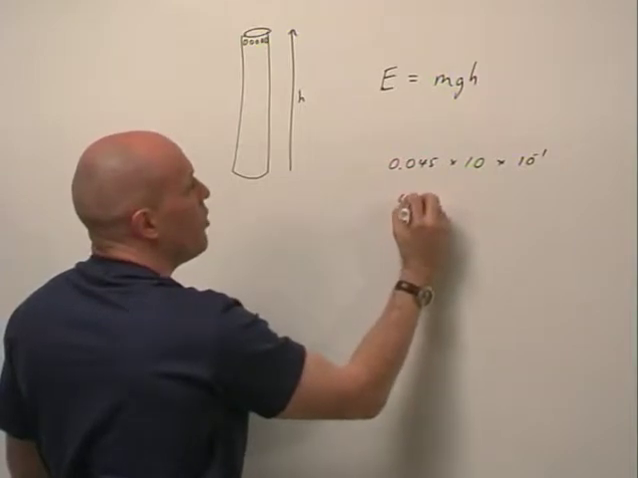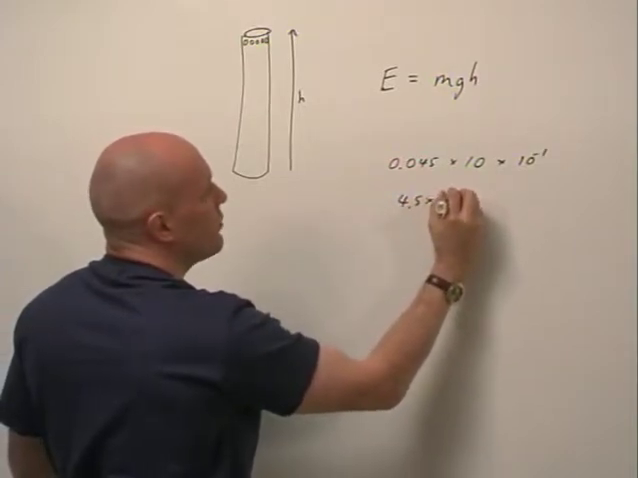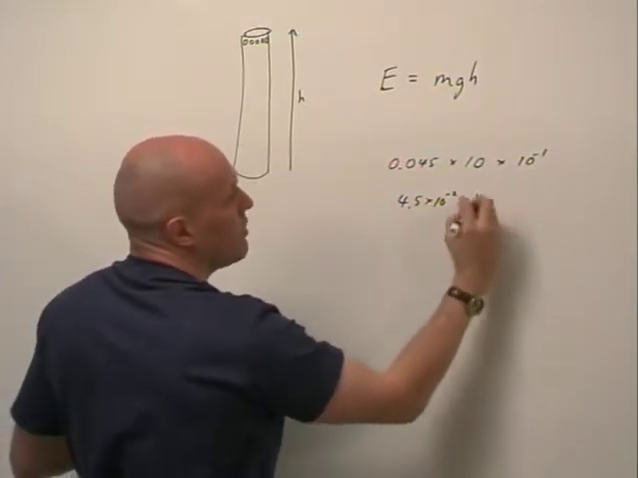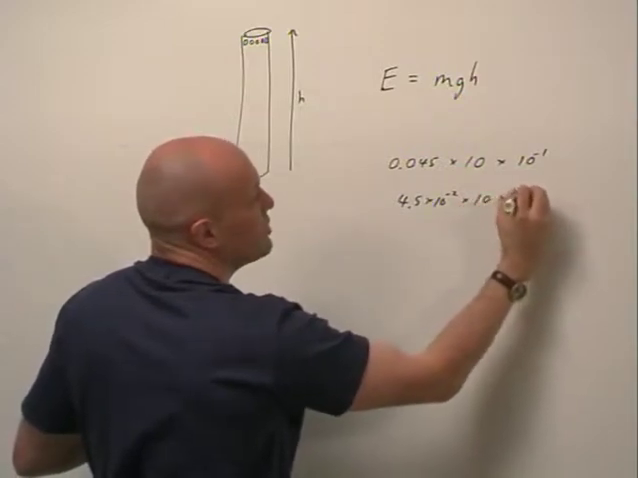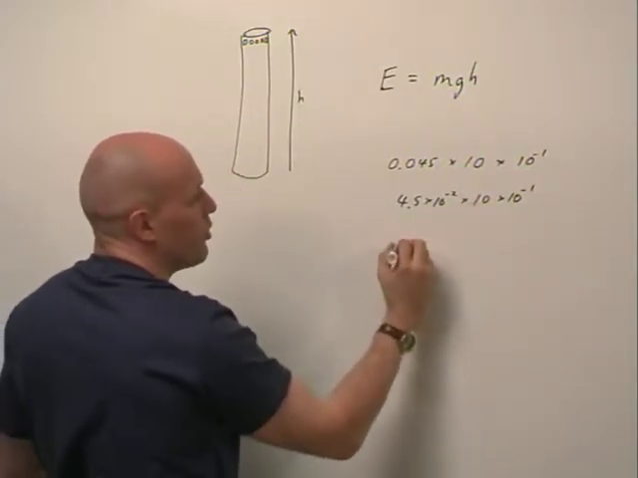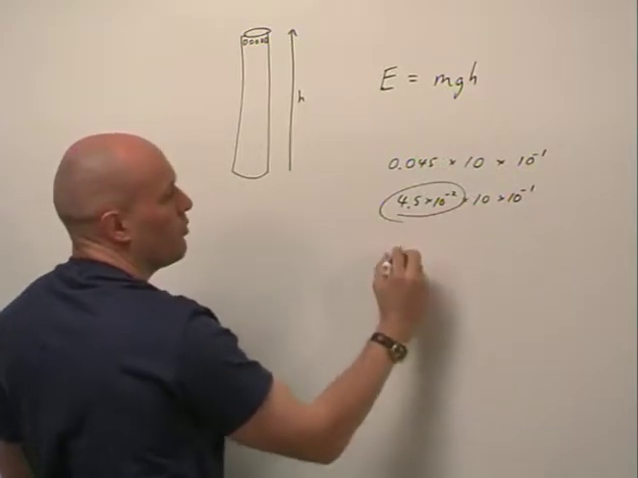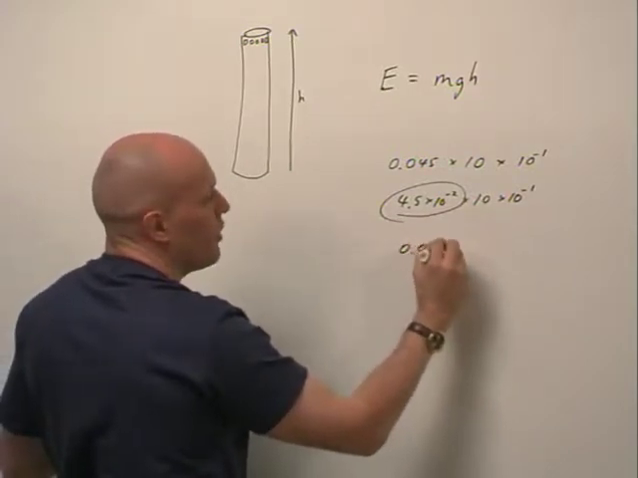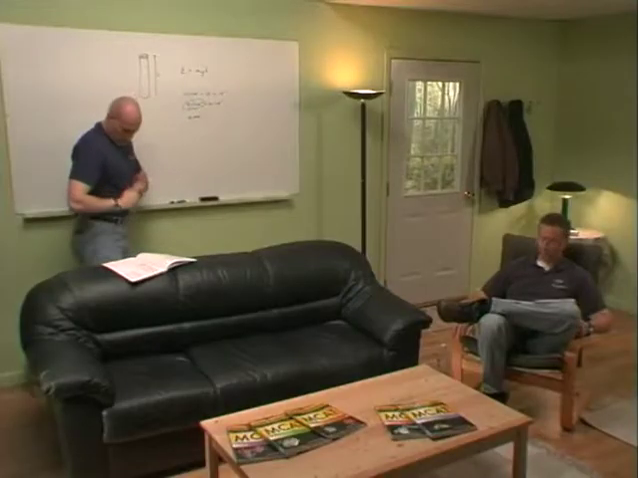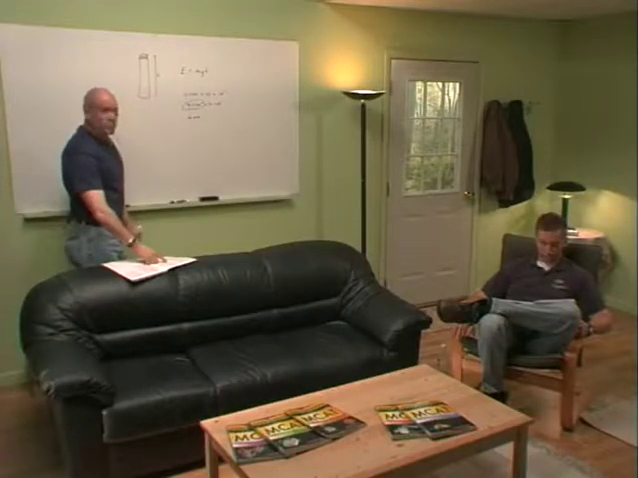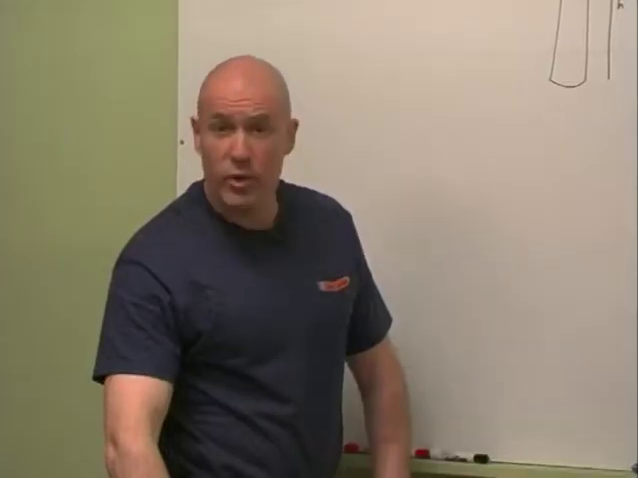So I have 4.5 times 10 to the negative 2 kilograms times 10 to the negative 1. So I end up with 0.045 joules. Answer choice B. Question 37.